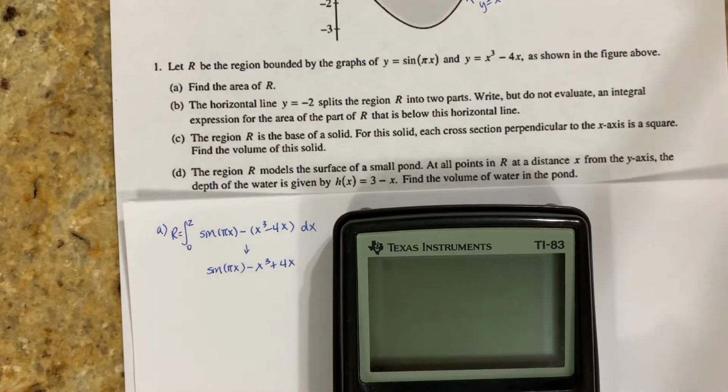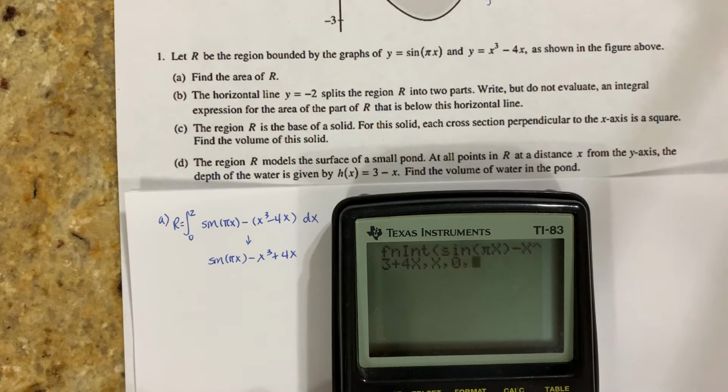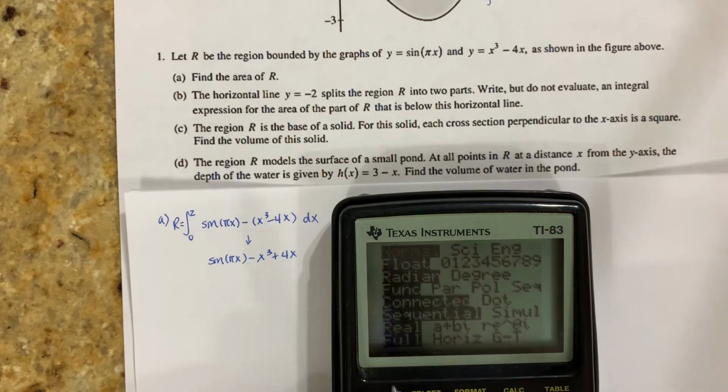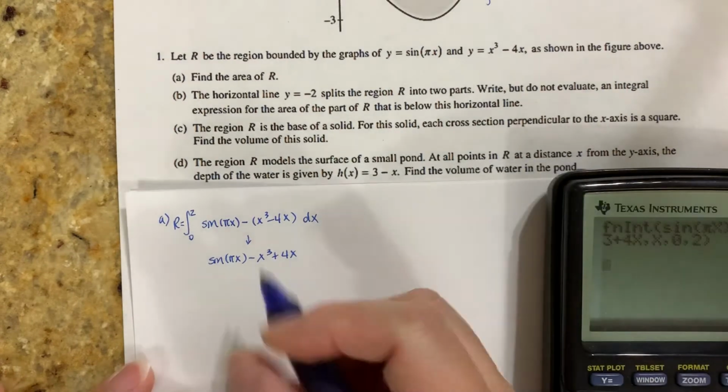All right, so I'm going to use Math 9, and hopefully you can see. My function is sine of pi x minus x cubed plus 4x. Double check everything's correct. Comma x, comma from 0 to 2. Before I press enter, I double check my mode. My mode should be in radians. All right, perfect. And now when I press enter, it says 4. My answer is 4. It's actually a really beautiful answer. Shocking, yes. All right, so the area is 4.